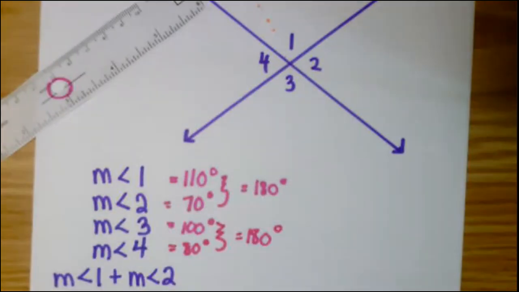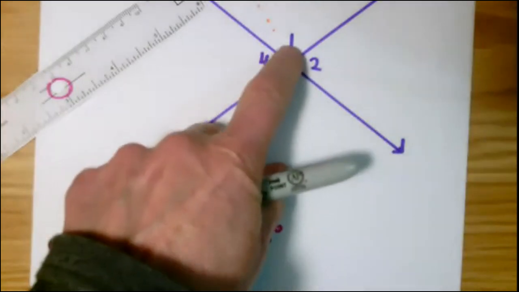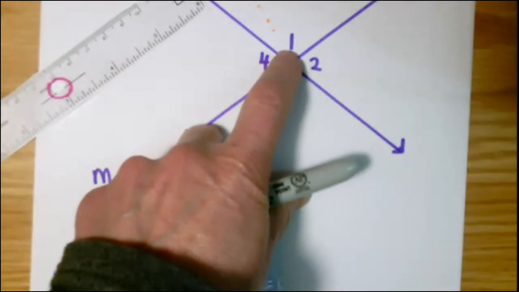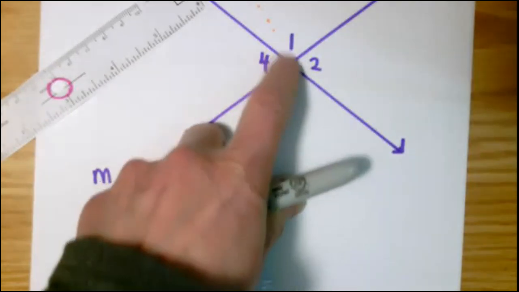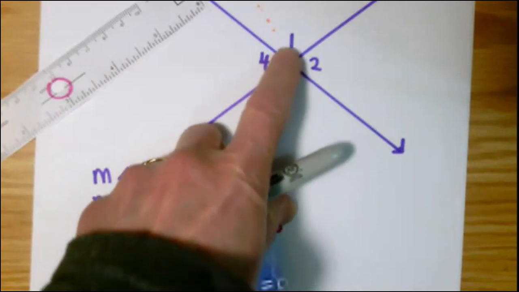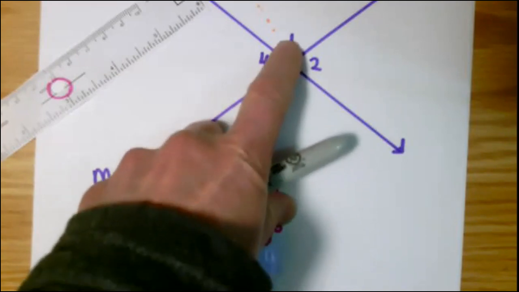Now, what else could we know? What if I had just measured angle 1? Could I tell what angle 3 is if I knew what angle 1 was? Yes, because they are vertical angles. And what do we know about vertical angles? Vertical angles are the same size.